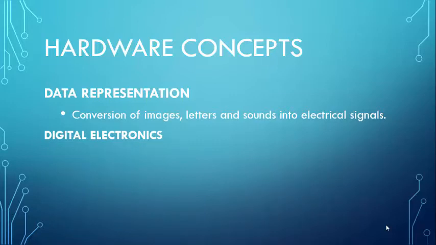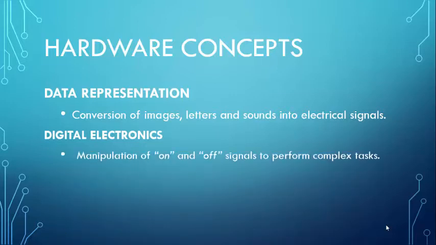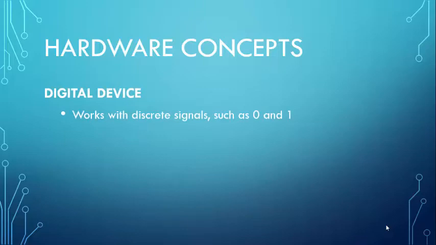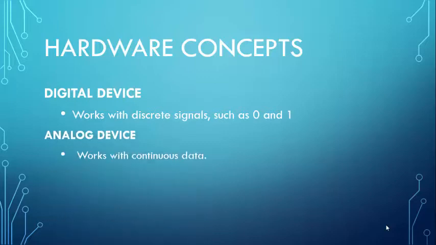What is digital electronics? It is the technology used in the manipulation of on and off, or the digital electrical signals. Most computers are digital, as opposed to analog devices. A digital device works with discrete signals such as 0 and 1, while an analog device works with continuous data.